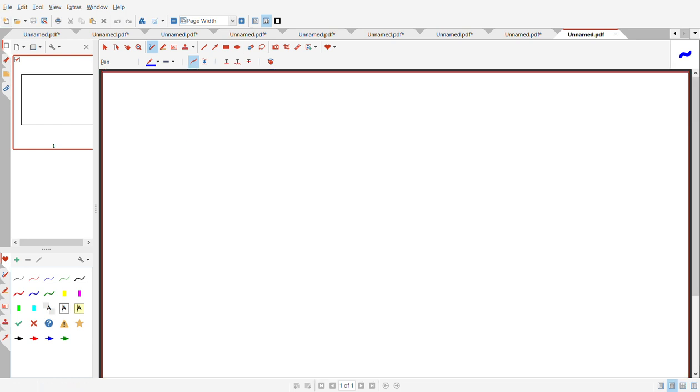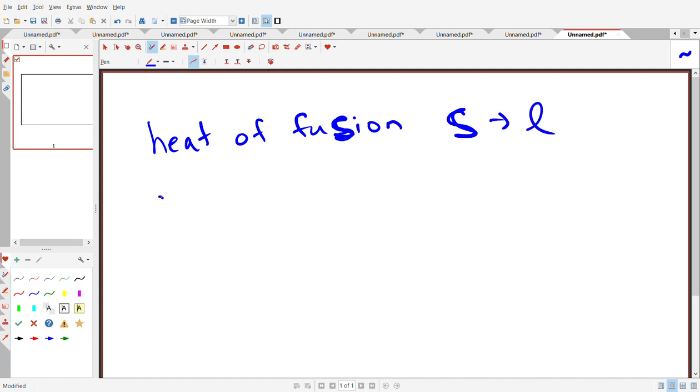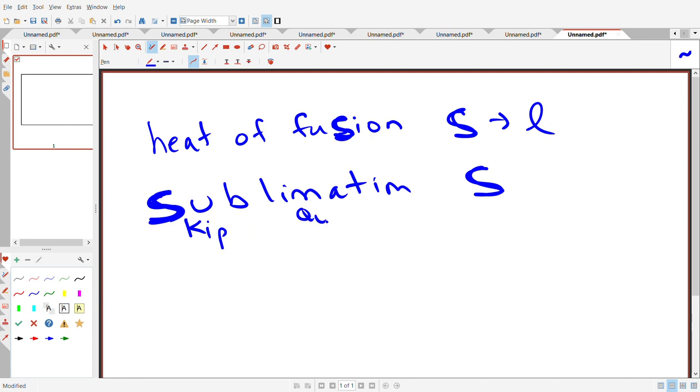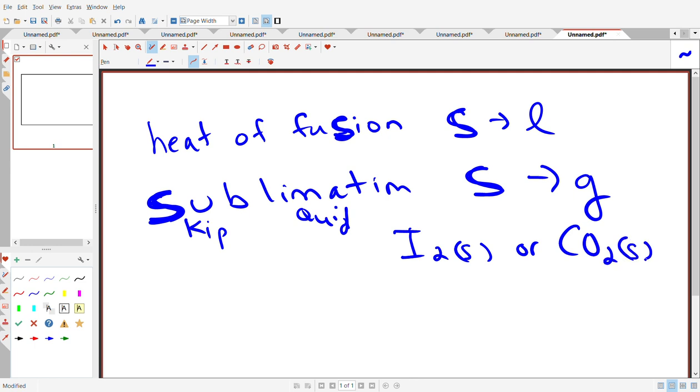Now, if we talk about some phase changes, we already said heat of fusion. I think there's an S in the word, so it's going from solid to liquid. Then there's sublimation. And again, I see an S in the word. And I say skip the liquid. It's when you go from solid directly into gas. You skip the liquid phase, and that would be like iodine solid or dry ice, which is carbon dioxide solid. It goes directly from solid phase right into the smoke.